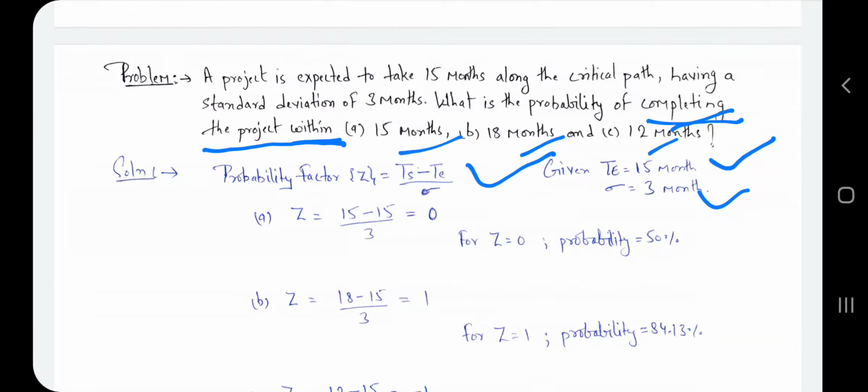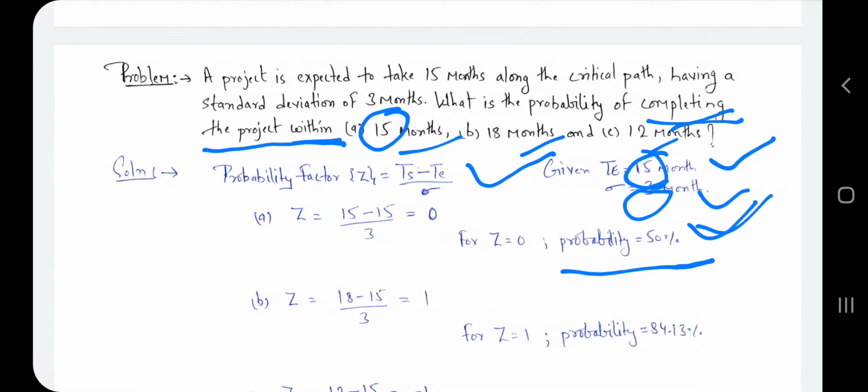So z is equal to Ts minus T over sigma. We take Ts first as 15, the T value is 15 and the sigma value is 3. So 15 minus 15 divided by 3 is equal to 0. According to the table which we already discussed in the theory part, at z equal to 0 the probability is 50%. That's why we write: if z is equal to 0, then the probability is 50%. Now for the second part, if the Ts value is 18, here we get z equal to 1.